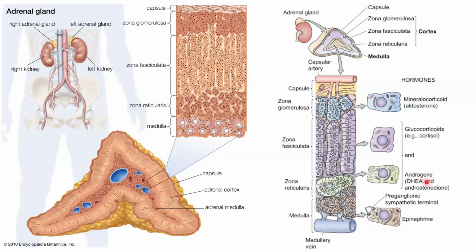Androgens such as dehydroepiandrosterone and androstenedione are some of the androgens produced in both males and females. And then the medulla produces catecholamines. These catecholamines are adrenaline and noradrenaline, or epinephrine and norepinephrine. Those are the catecholamines: two of them, epinephrine and norepinephrine, also known as adrenaline and noradrenaline.